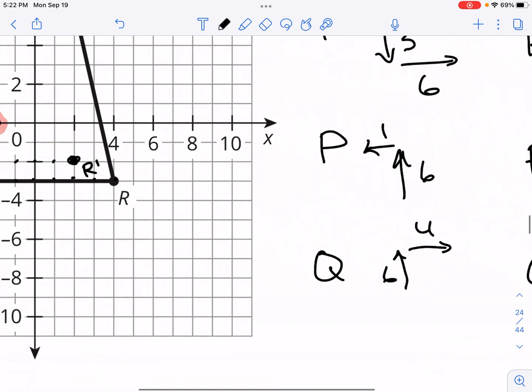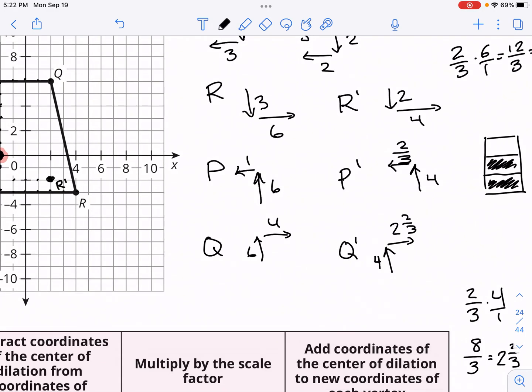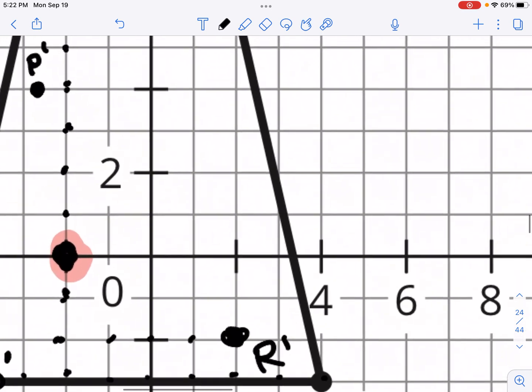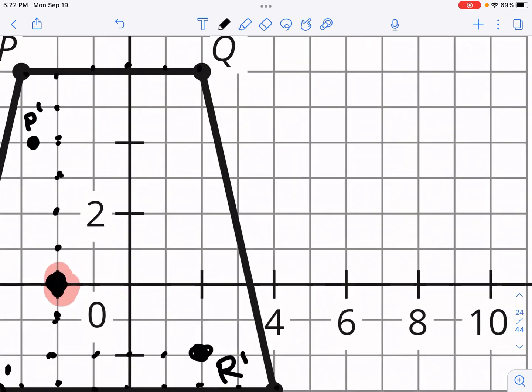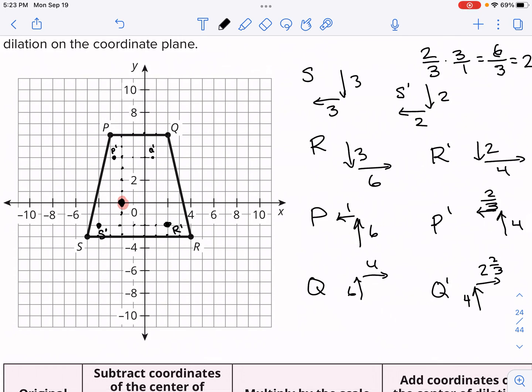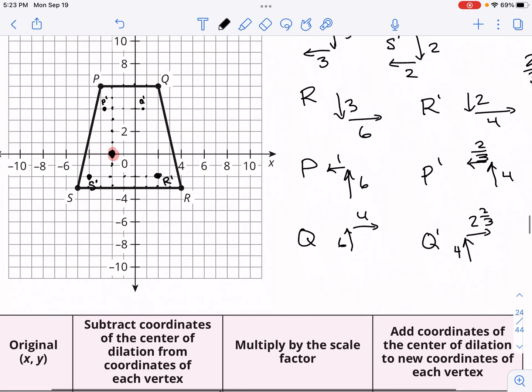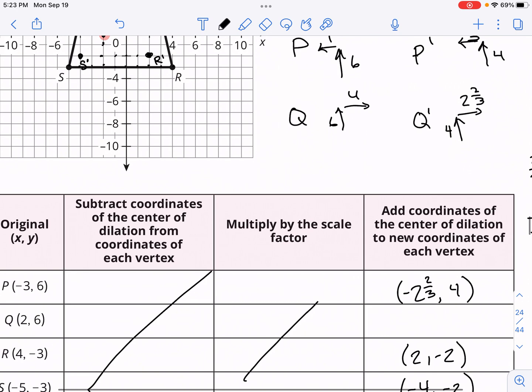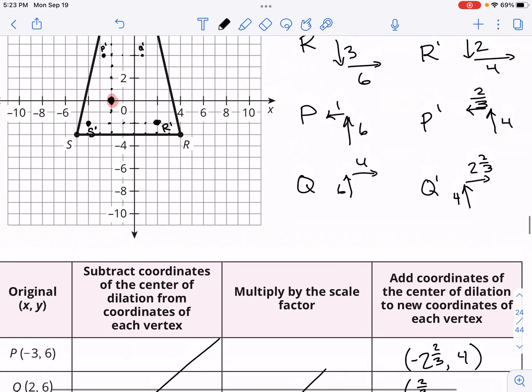Let's move for Q prime. One more time. 4 up, 2 and 2/3 to the right. So 4 up, 1, 2, 3, 4, and 2/3 to the right. 1, 2, and 2/3. Almost to that other tick mark, but not quite. This is Q prime. All right, let's write the coordinate for that. From the origin, looks like we're going to go actually 2/3 to the right. So this is positive, just this proper fraction. 2/3 to the right and 4 up.